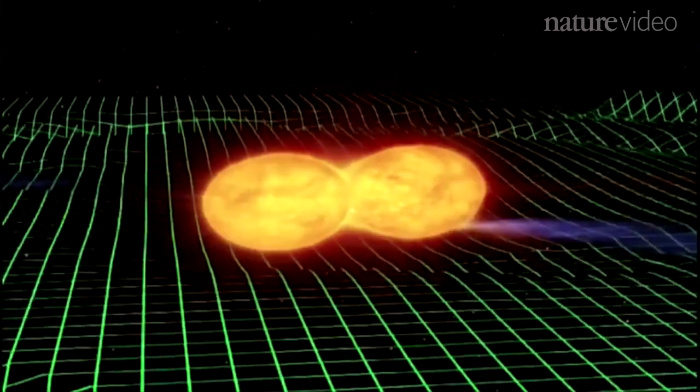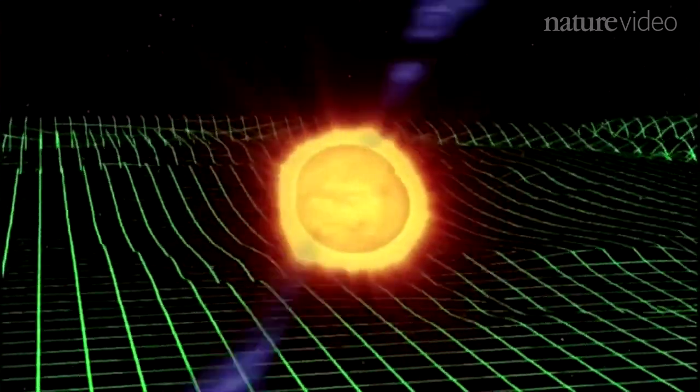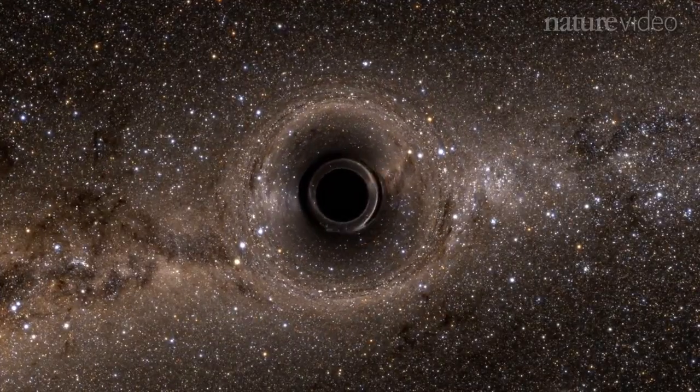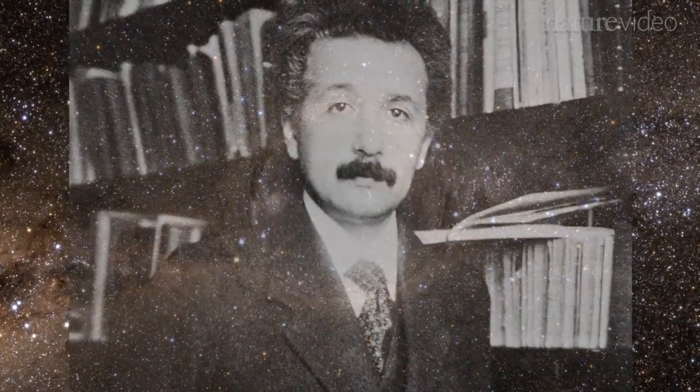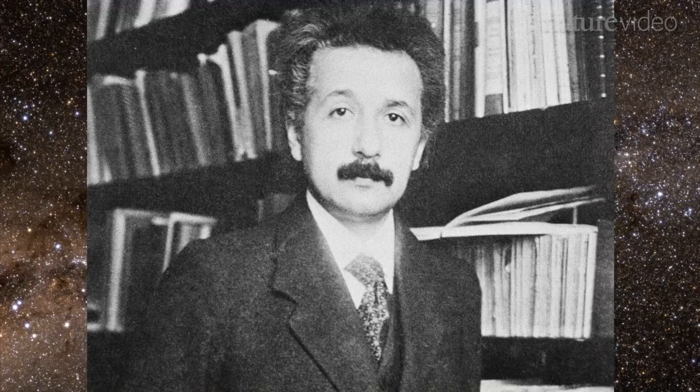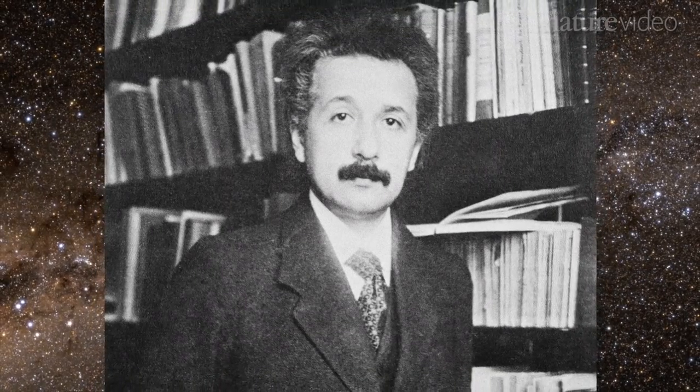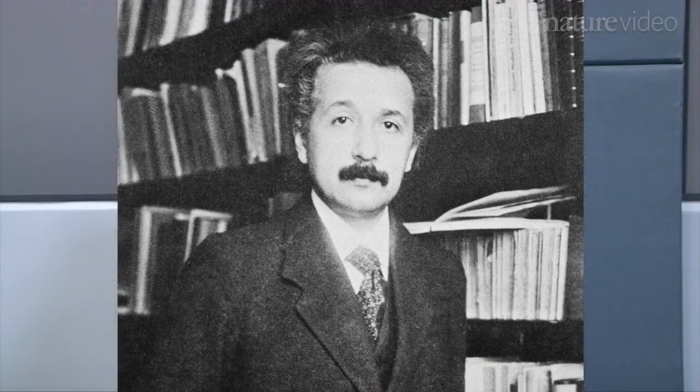LIGO, on the other hand, is looking for much more recent gravitational waves, created only a few 100 million years ago, by something like the collision of two neutron stars or the merging of two black holes. It's been almost exactly a century since Einstein first predicted the existence of gravitational waves. And now, with LIGO, we may finally be able to tell if he was right.